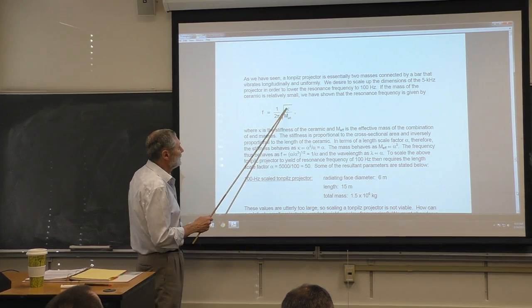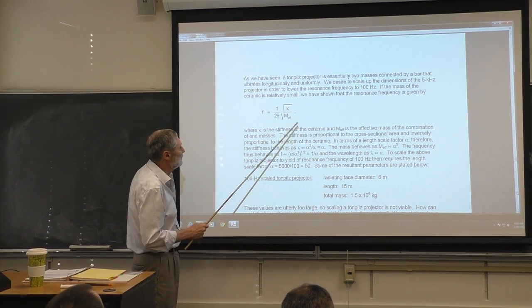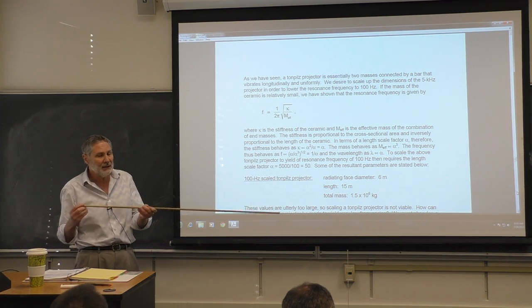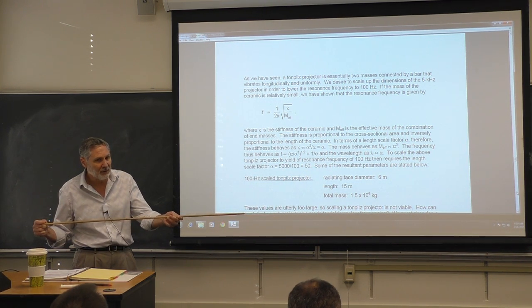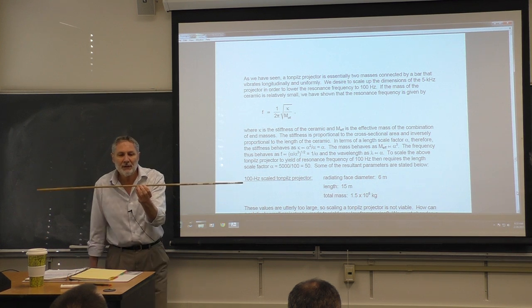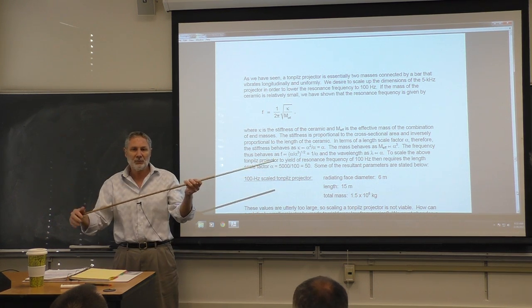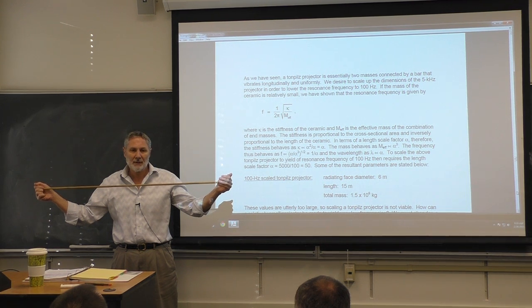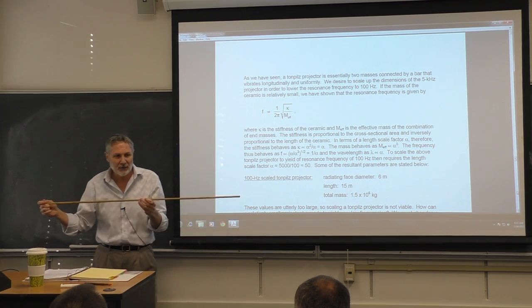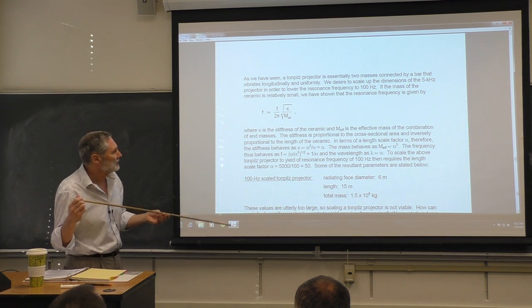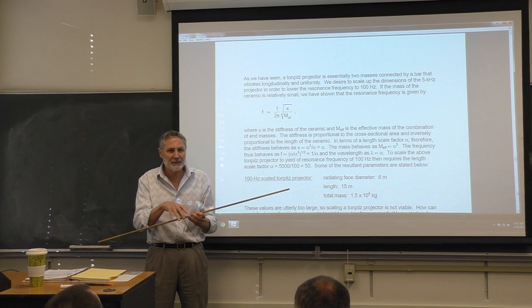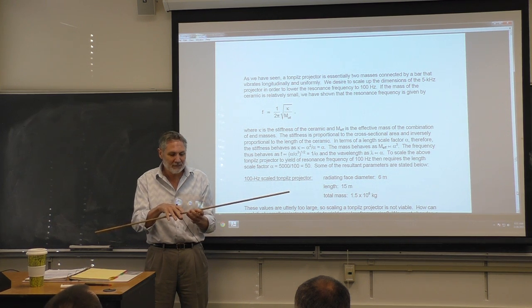So how does kappa depend upon alpha? Remember, the stiffness is proportional to the cross-sectional area and inversely proportional to the length. So if I doubled the size of this thing, what's going to happen to the stiffness? Okay, so the stiffness is proportional to the cross-sectional area. It's less by a factor of alpha.